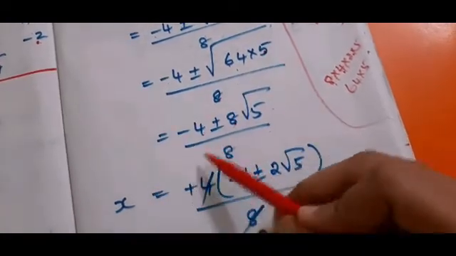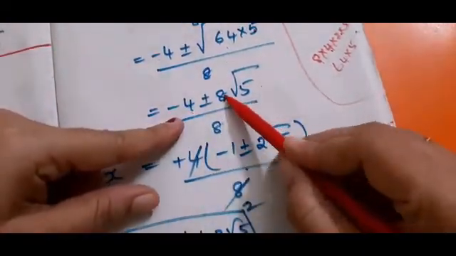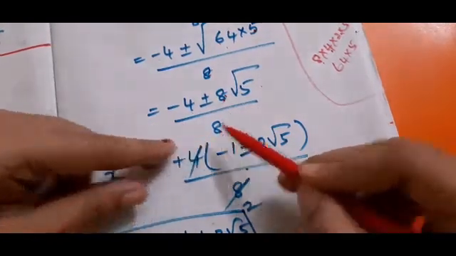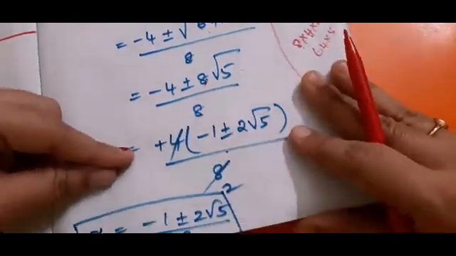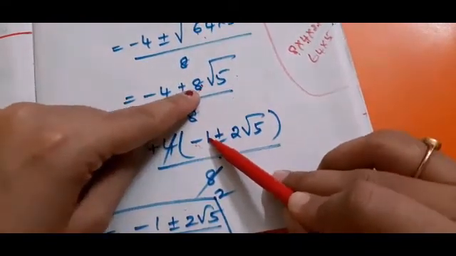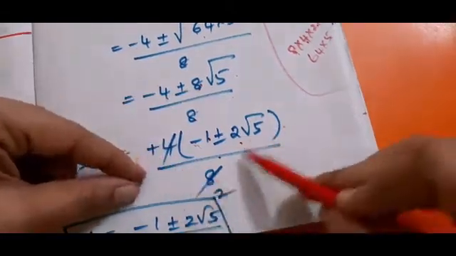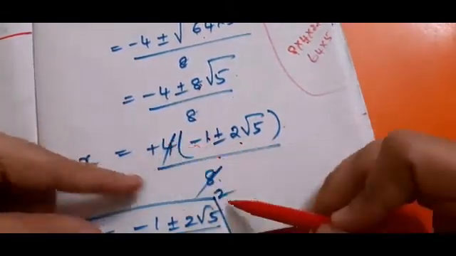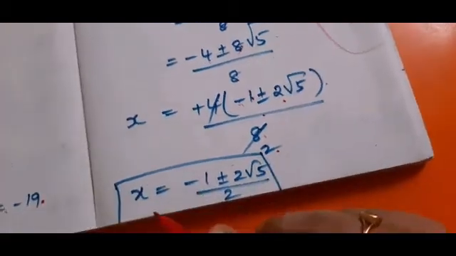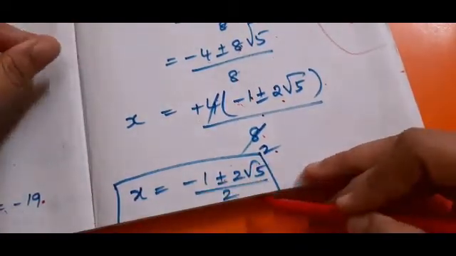So, I can take 4 outside because 4 is common here, and here also 4 is common. I can take 4 outside. So, here I am getting minus 1. If I take 4 outside from 8, I will get 2. 2 root 5 by 8, so this can be cancelled by 2 times. So, the x value is minus 1 plus or minus 2 root 5 by 2.